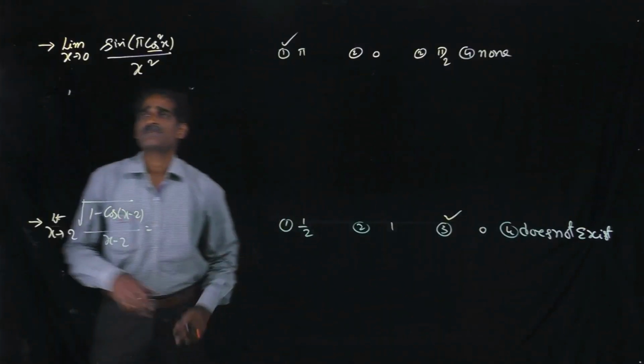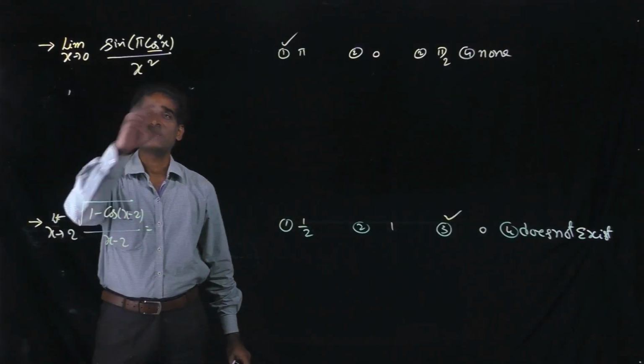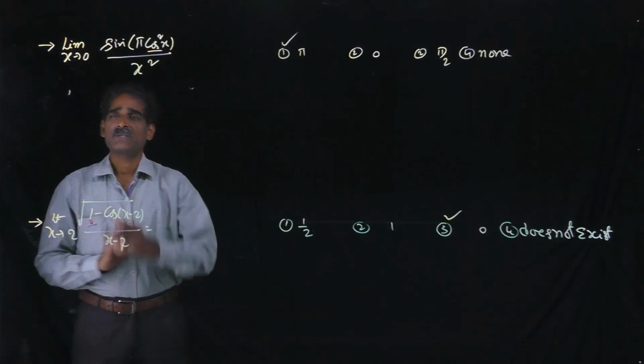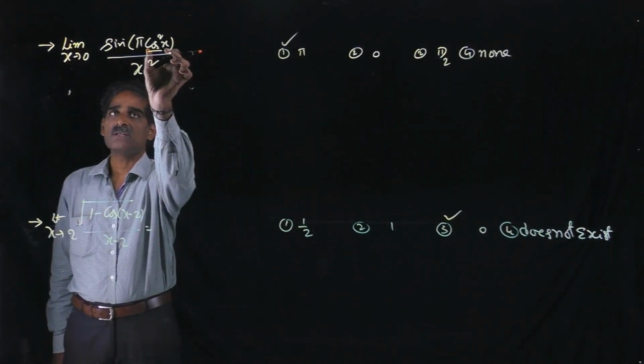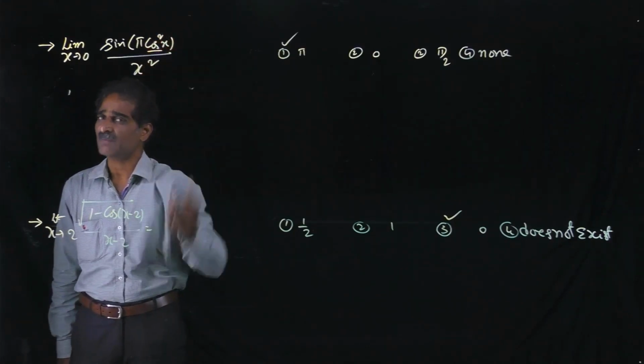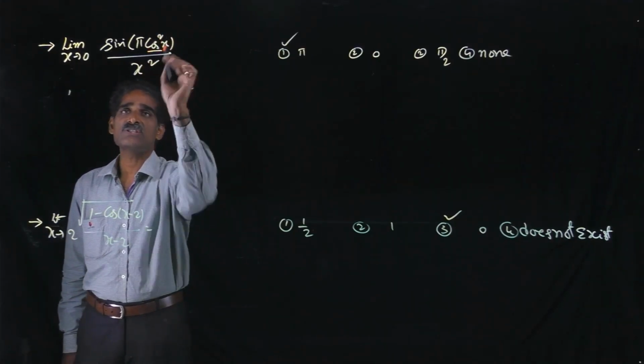See this problem. Limit x tends to 0, sine of pi cos square x by x square. As x tends to 0, this is tending to 0, but this is tending to 1. If it is also tending to 0, there is a formula. So for that we have to change this function.